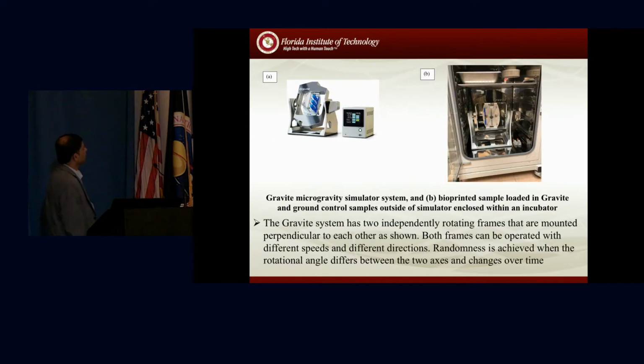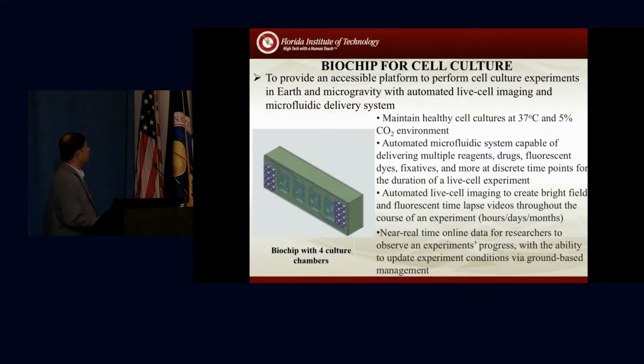So some of the other parameters. This is the one we have been starting right now. We have been getting a lot of data right now. We are using simulated microgravity. There are many systems at KSC. One of them is the Gravite system, which has rotating frames, and we can do a lot of simulated microgravity with our bioprinted tissue samples right now.